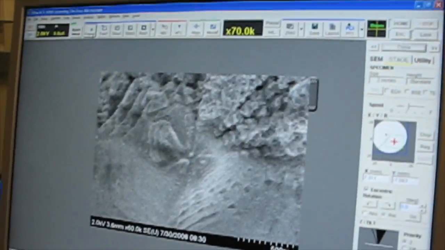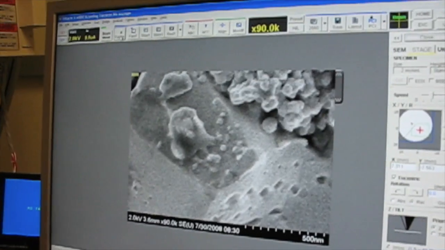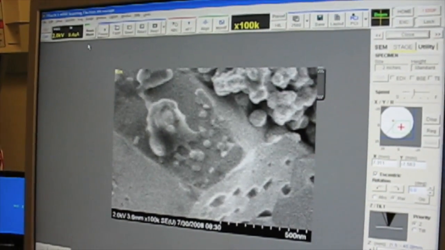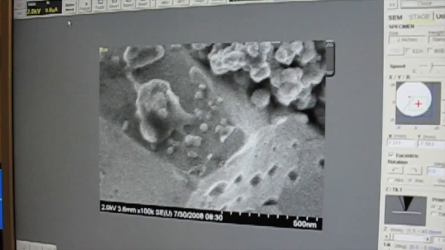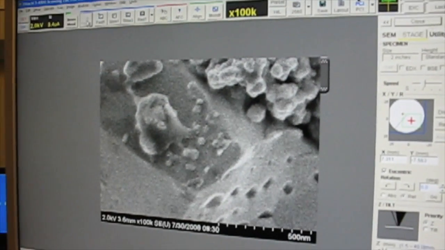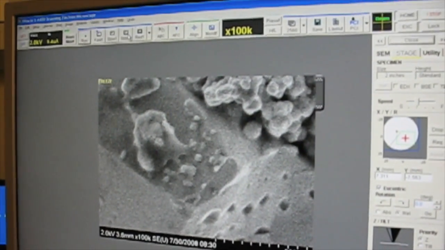Now he just went to real life and he's zooming in. Notice how everything's getting grainy. He's got to refocus a little bit. Right now, the scale, I think, is ticks on the bottom. About 10 of those ticks are 500 nanometers, or 500 billionths of a meter.